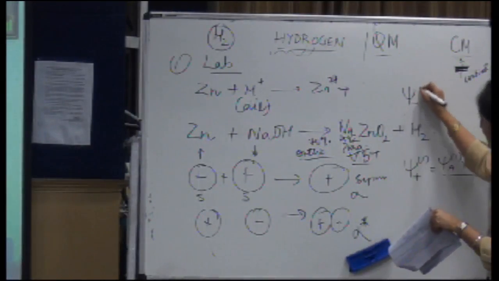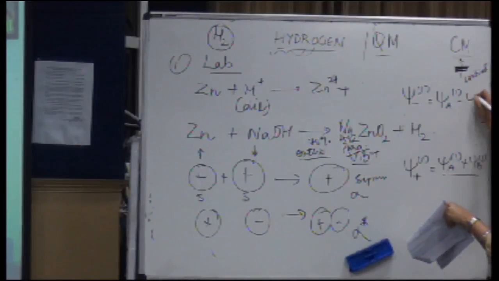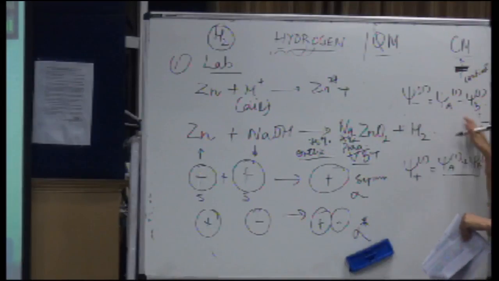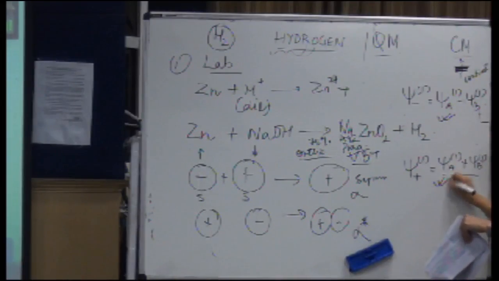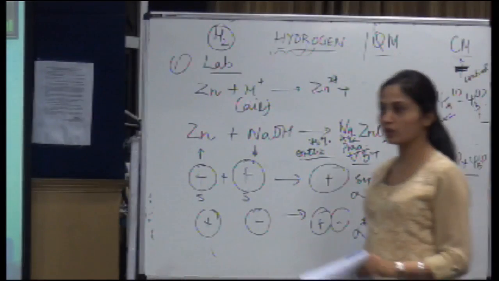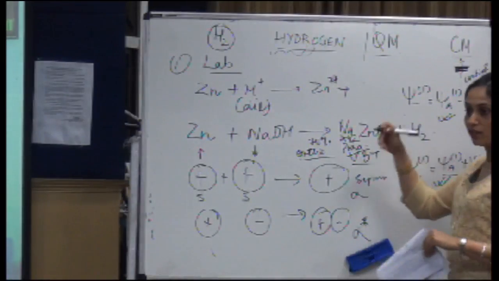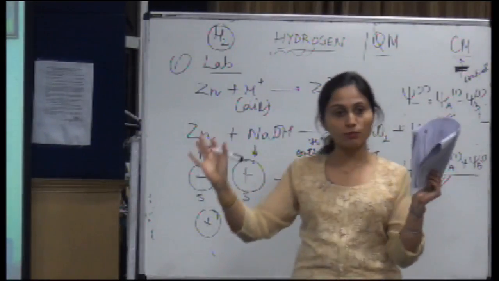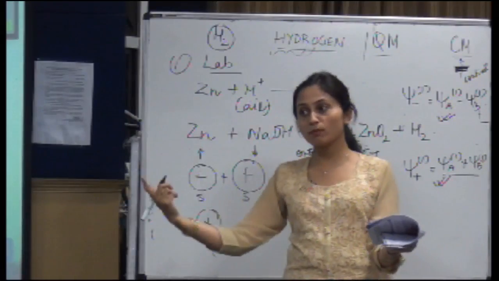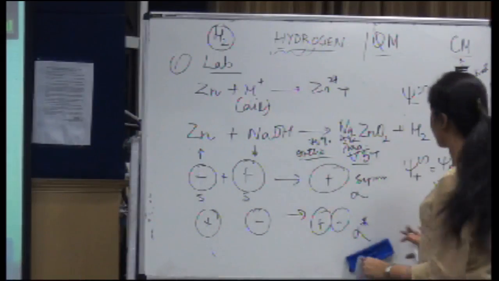Otherwise you have psi minus of 1 as psi a of 1 minus psi b of 1. So ये भी होता है और ये भी होता है. मैंने सिर्फ समझाने के लिए उस time सिर्फ psi plus लिया. Okay? So this is all. This is according to your MOT only, where one electron is associated with both the nuclei and they will get added up. और valence bond में क्या होता है, each electron is associated only with its own nucleus.